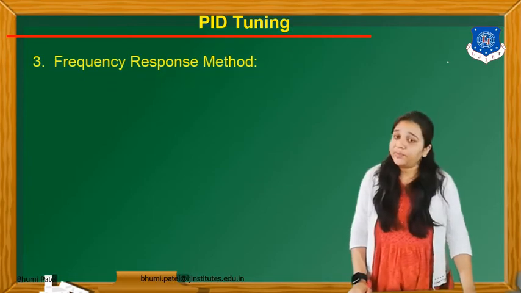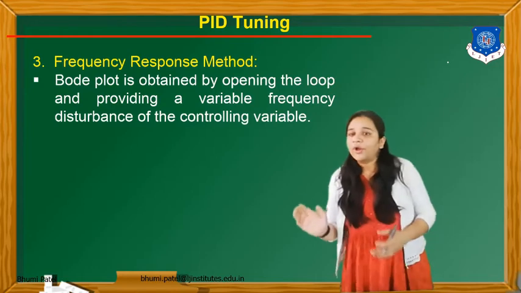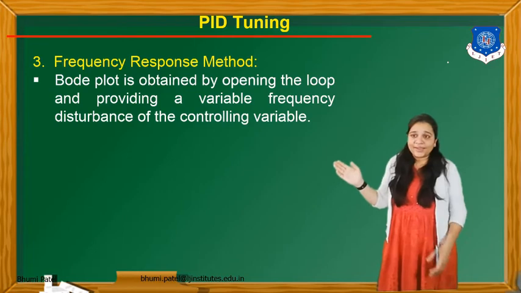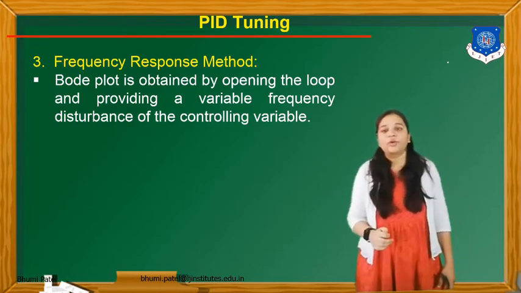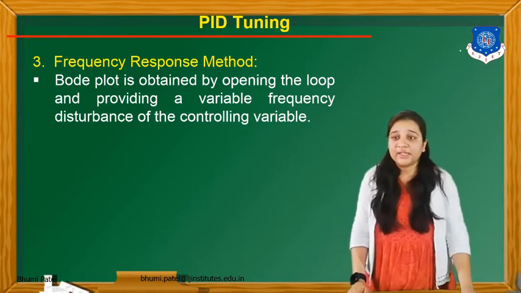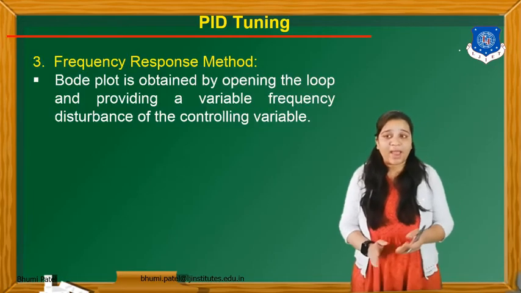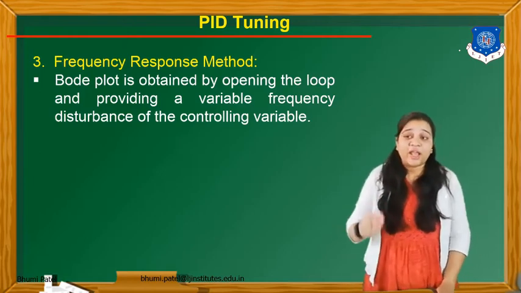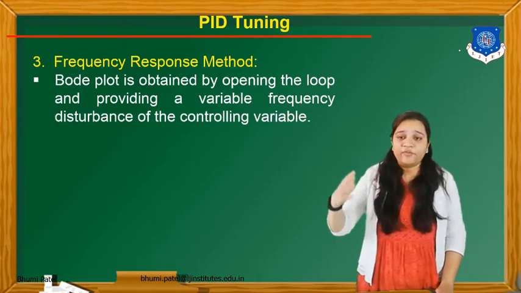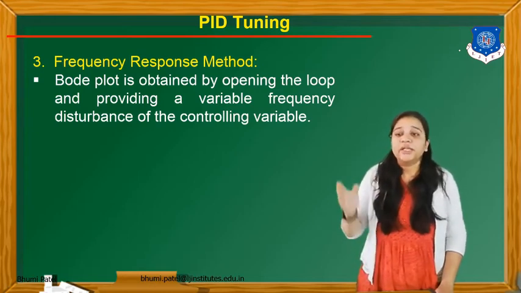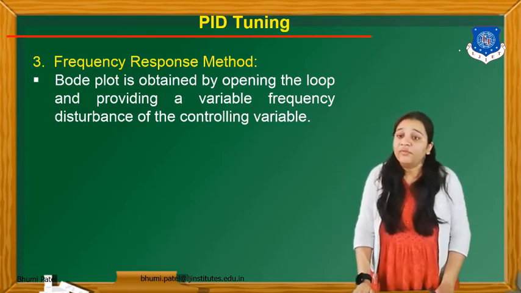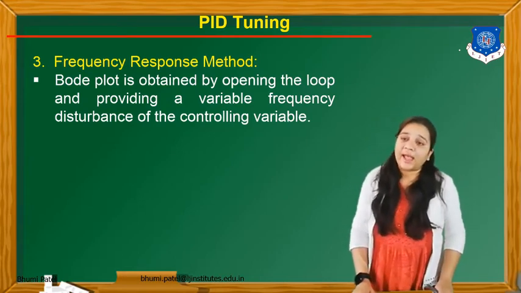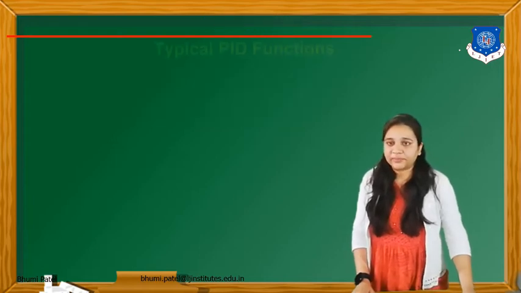The third one is the frequency response method. So the Bode plot is obtained by opening the loop and providing a variable frequency disturbance of the controlling variable. So in the frequency response, generally we can use three methods: Bode plot, polar plot and Nyquist plot. And as you remember, we can check the output for different frequencies using the three methods. So in the Bode plot we can apply different types of variable frequency to get the controlling variables.